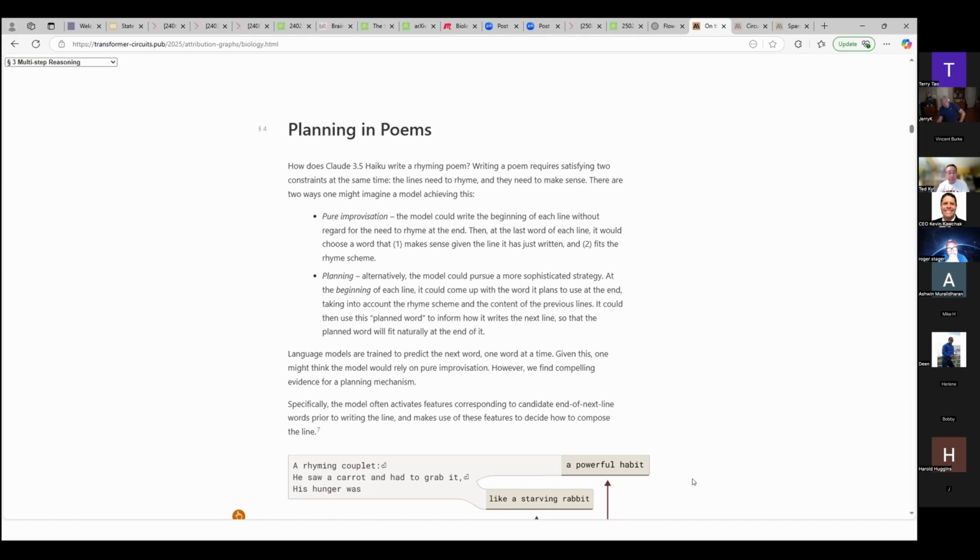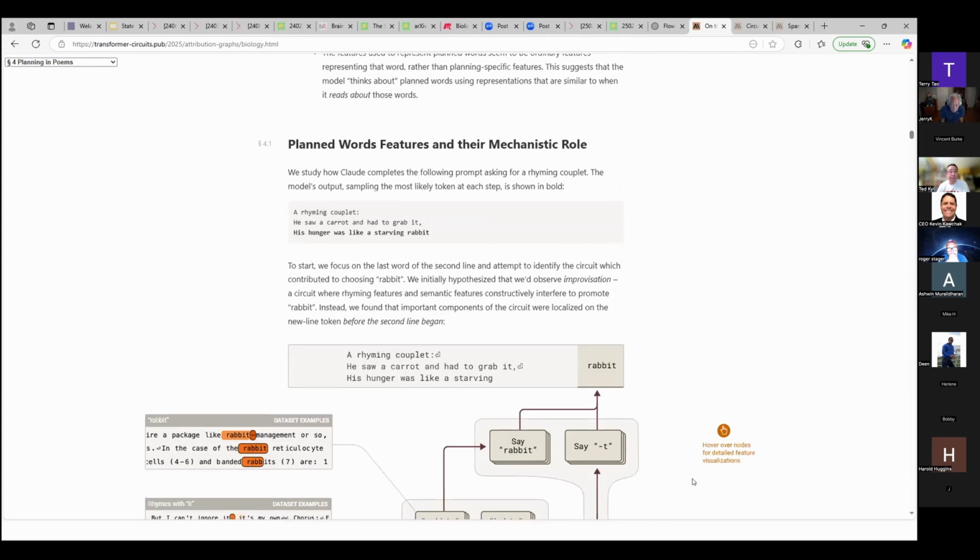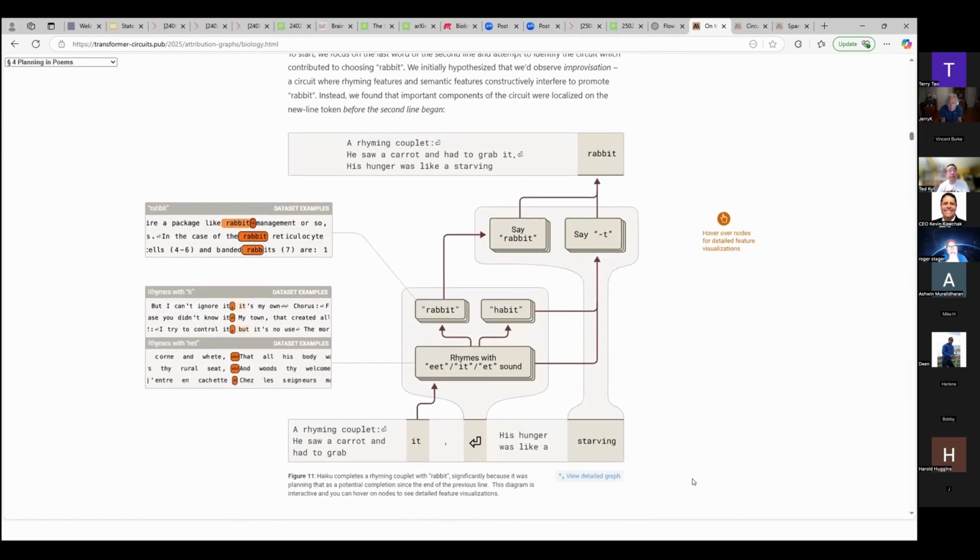And they make a very convincing argument for the kind of planning that this LLM is doing. So here is their graph, slightly simplified, but basically a rhyming couplet. "He saw a carrot and had to grab it," comma, new line character. And what we're going to see is a whole bunch of activity happens on this new line character before the second line has even begun.